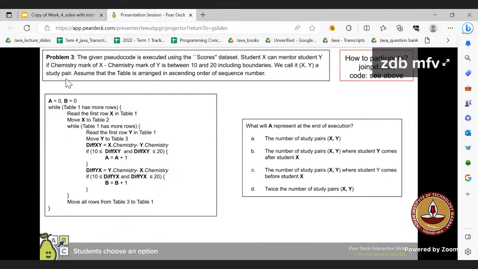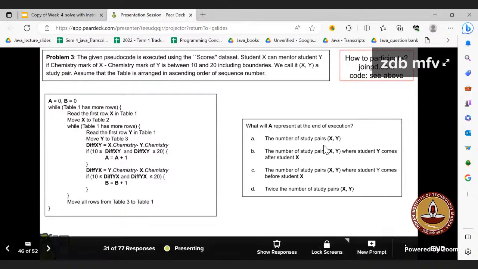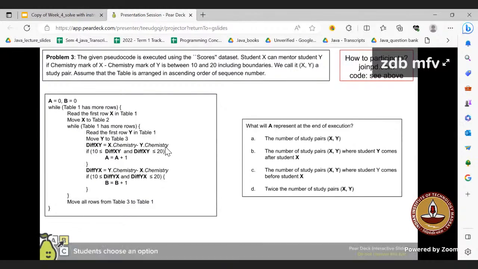But what about the arrangement of X and Y? X is coming after Y or Y is coming after X, that's what we are more concerned about, right? Yes, ma'am, because that is given in the option. Number of study pairs of X comma Y, did you understand what a will be counting? But Y, X, where student Y comes after student X, do you understand or not? Which thing have you understood and which have you not understood? Now understood, ma'am. Okay, everything.